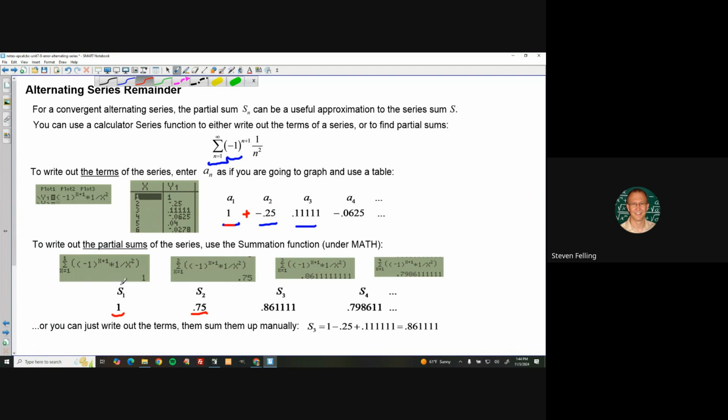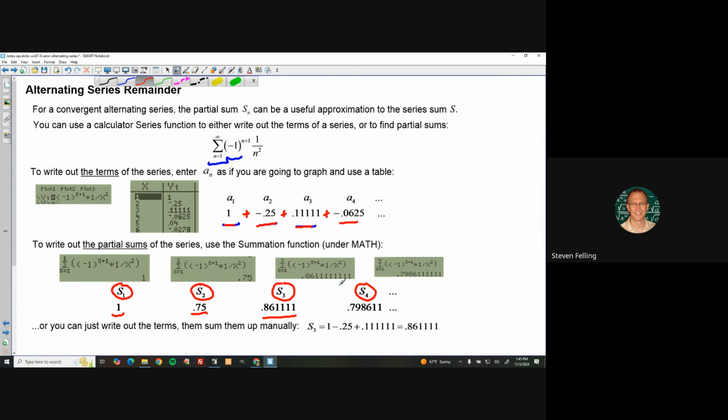And the symbol for this is S1, the partial sum with one term included, S2, the partial sum with two terms included. S3 would be you add this term and this term and this term together, so you have three terms, and that sums up to 0.8611. Then if I add on a fourth term, that's called S4. So this is called a partial sum. We're not doing the entire summation. We're just doing some of the terms.